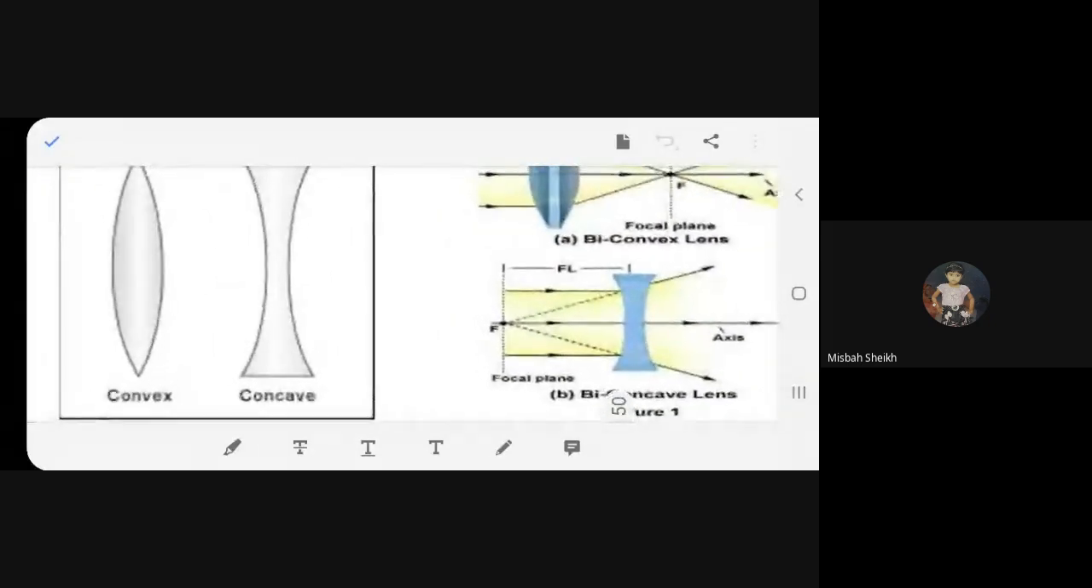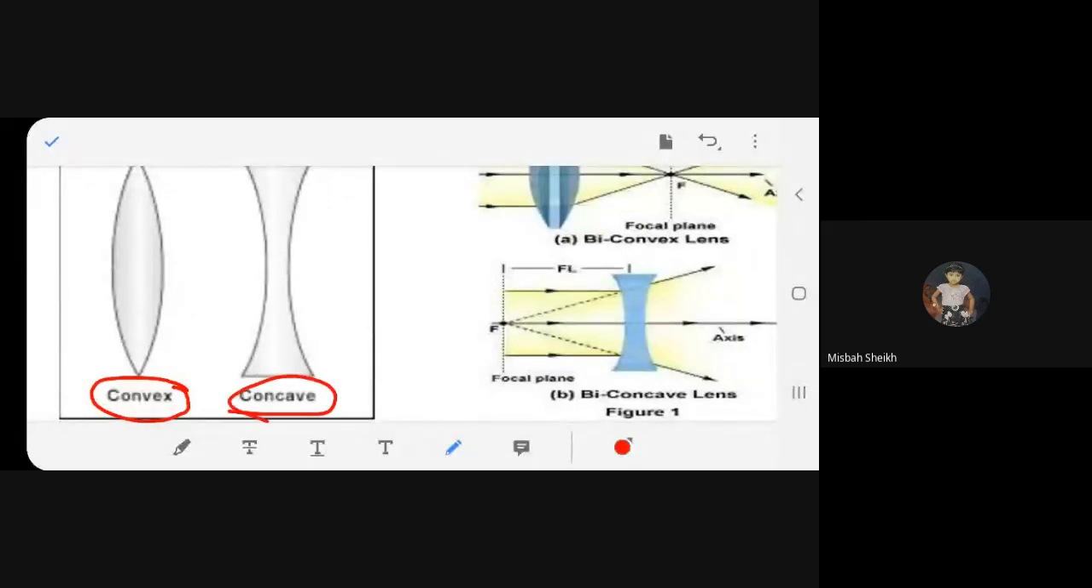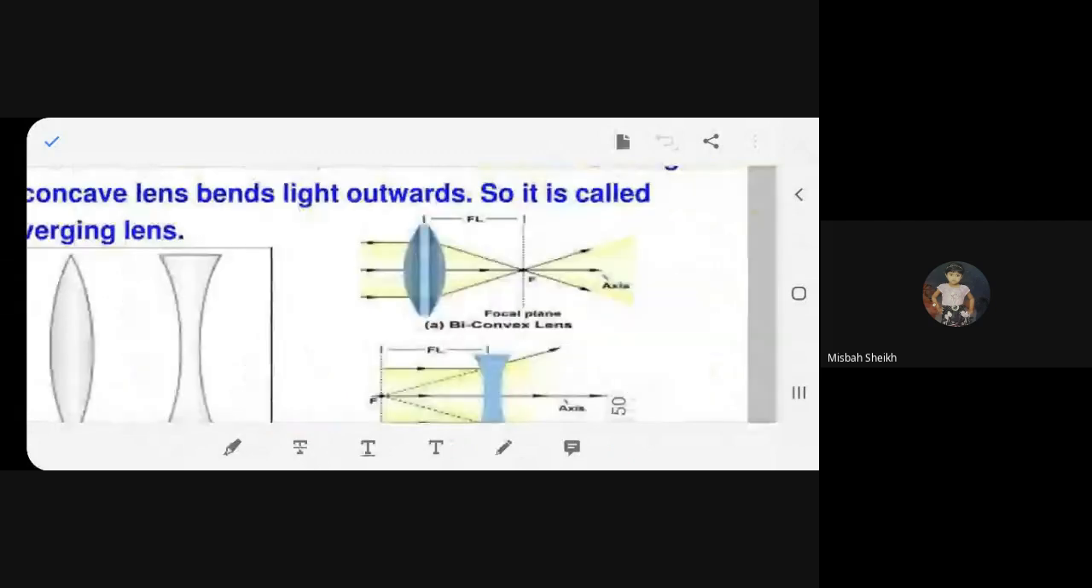Which is the left one, beta? Convex. When we fold our hands, isn't it? And when we just do the opposite, it becomes concave. What is the name of the convex lens? Converging. What is the name of the concave lens? Diverging. Simple. Is this simple? Now let's show the ray diagram.